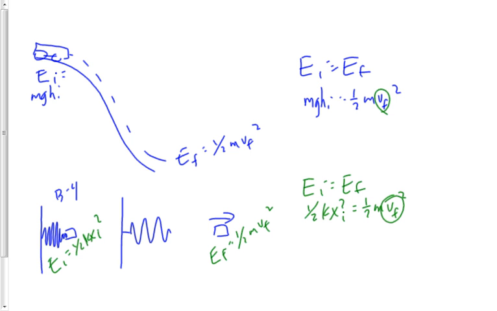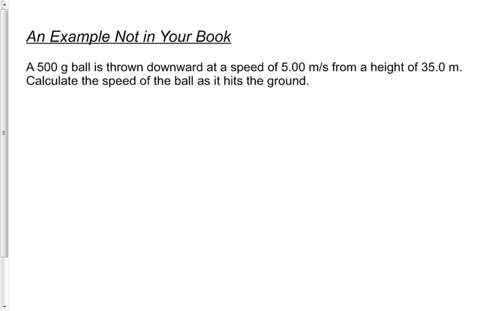EI is equal to EF. Here's what you've got to do. Figure out what kind of energy you have at the start. Figure out what kind you have at the end. Set them equal to each other. Solve for what you're looking for. Simple as that. Okay, we've got an example problem here.